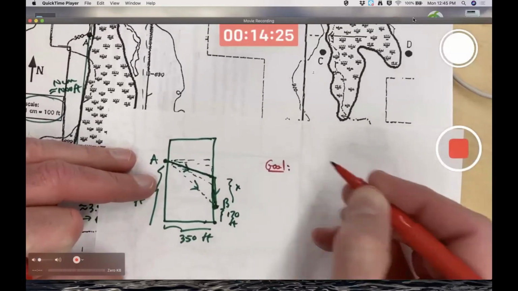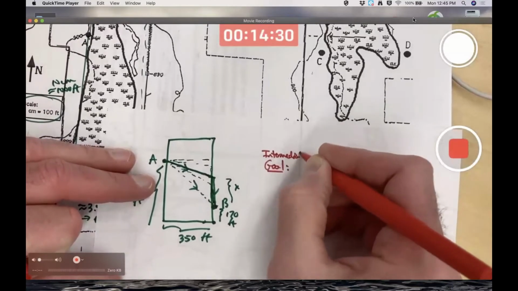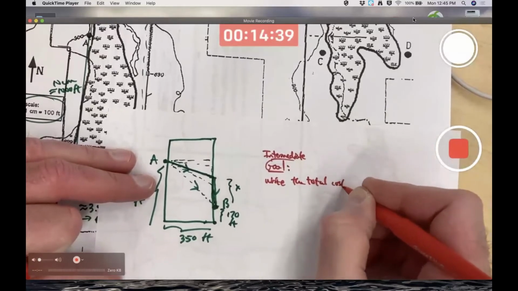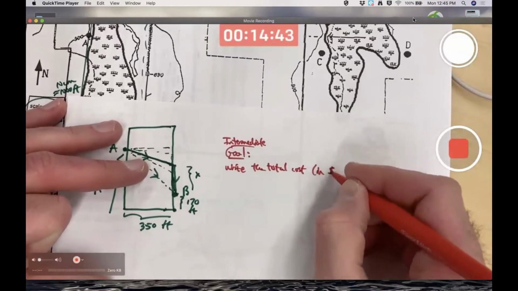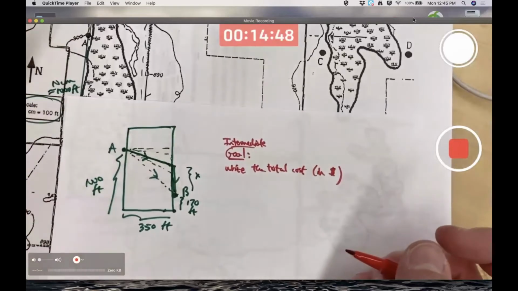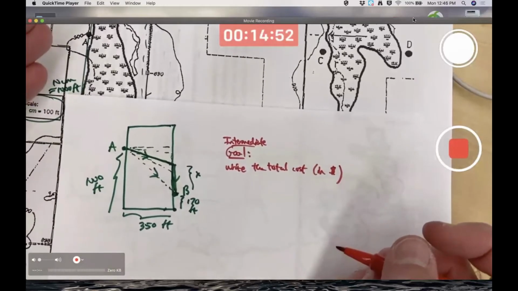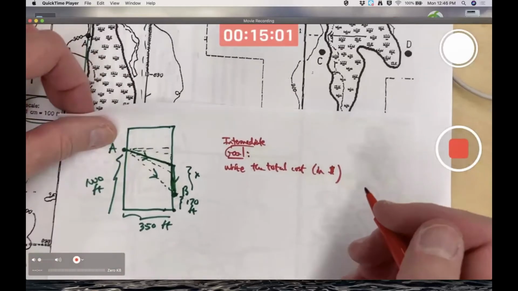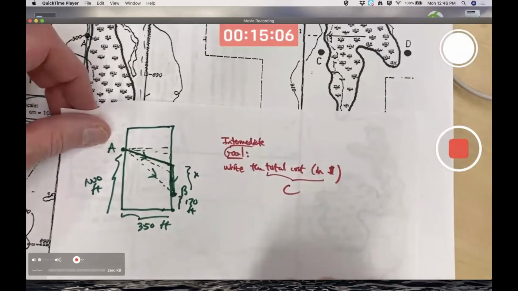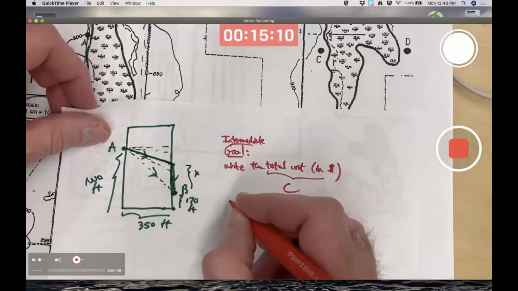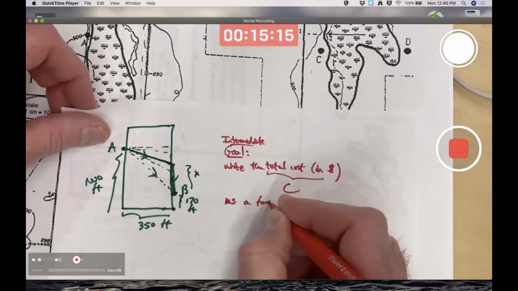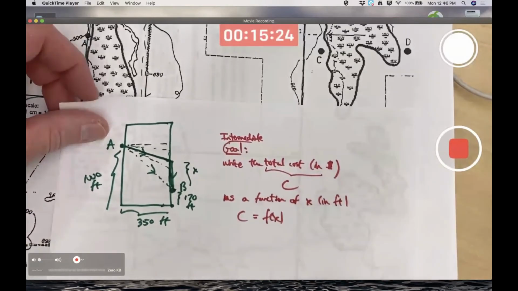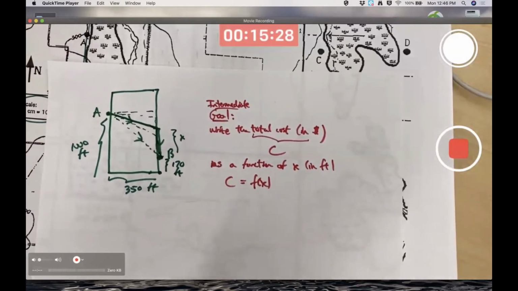An intermediate goal is to write the total cost, which we're trying to minimize, evidently in dollars, not dollars per foot or dollars per hour, but in dollars, right? That's what really affects the bottom line, the total cost in dollars. Let's call this total cost C. We want to write this total cost as a function of X, and X is in feet. C equals F of X. That's the intermediate goal. That's the mathematical model, you might say.